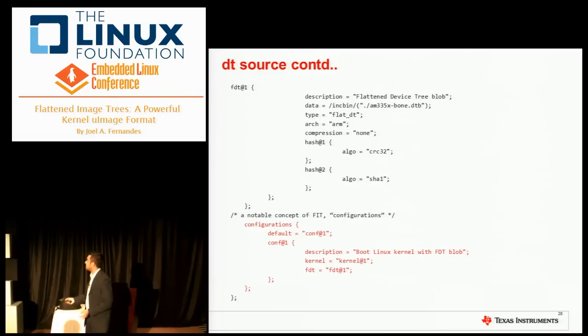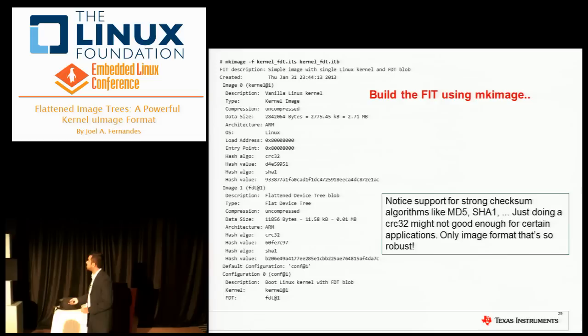You end it with this, and then you have a configuration node. The configuration-based concept is that you have different configurations, and you can say that for this configuration, I want to take this kernel, this bootloader, this device tree, this RAM disk, and boot them all together. So it's a nice way of just telling it to boot this configuration, and it'll take these components out of the image nodes and boot them together. So it's very, very clean, the way it is.